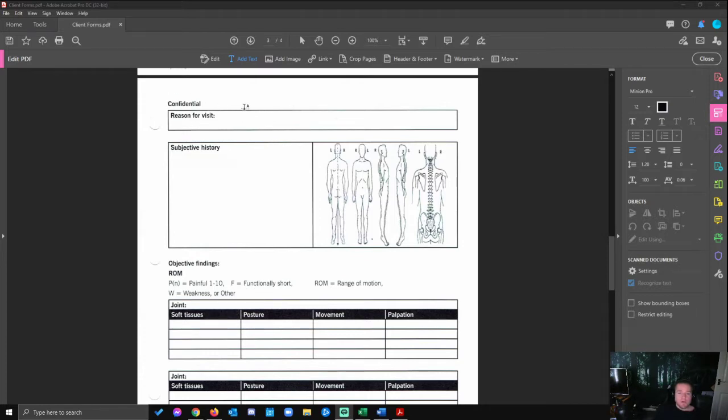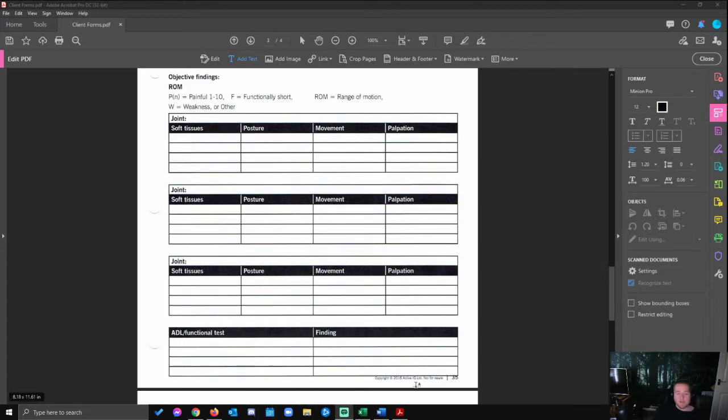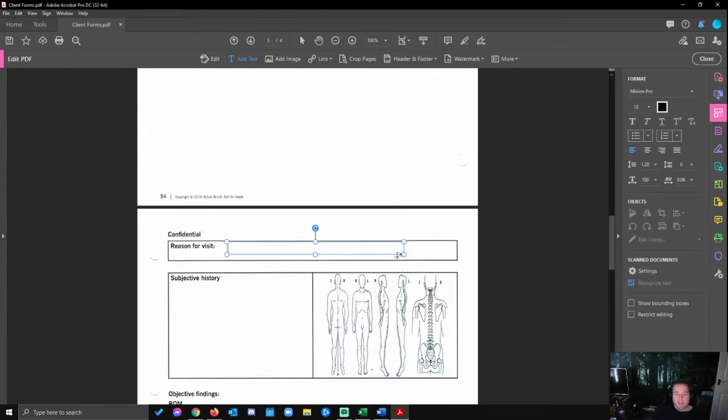What you'll notice here is we've got the reason for visit, subjective history, then objective findings, and then we have to do a functional test with them. I'm going to go through these now, and we're just going to base it on an example. So reason for visit, this just needs to be really brief. We're going to say that they've come in with tight upper back. It doesn't need to be very detailed. It's just what is the reason they've walked through the door today.